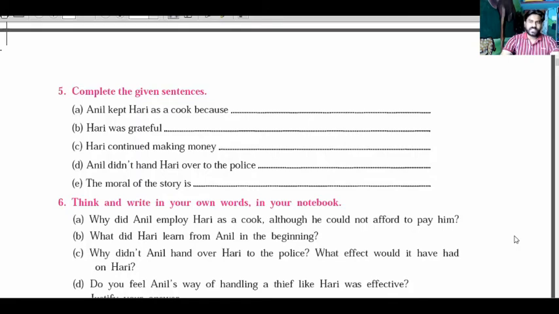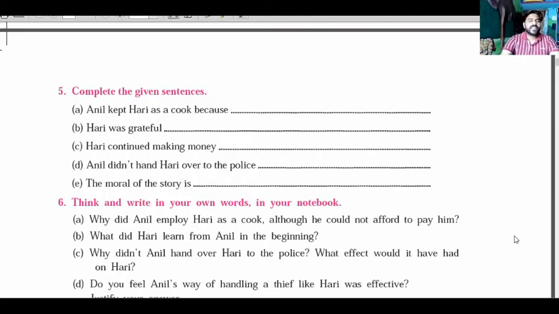Then the next one: Hari was grateful. Why was Hari grateful? Because he was taught to learn his name and cooking there. Okay, so that's why he was grateful. Then Hari continued making money by making profits while he was shopping. Okay, so he continued making money while he was shopping there.